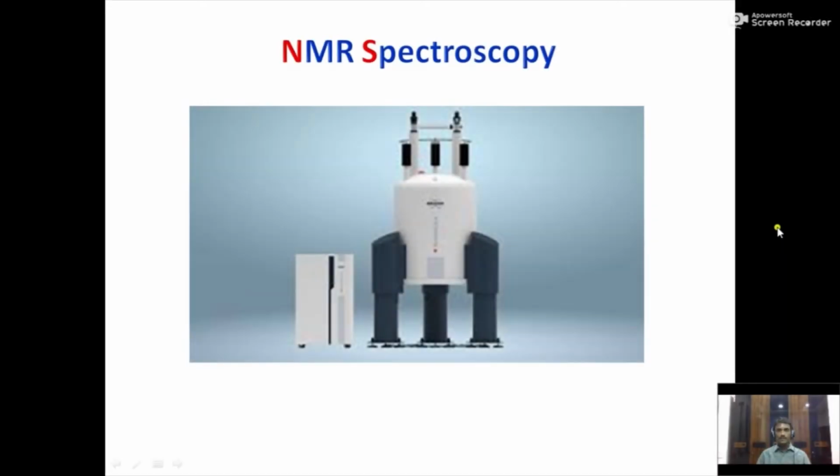Hello, I am Dr. Kundan Tayde, and in this session we are going to discuss NMR spectroscopy. NMR means nuclear magnetic resonance. We have to focus on the nucleus, which should be magnetic, and the resonance should take place. Resonance takes place when the two frequencies are matching.